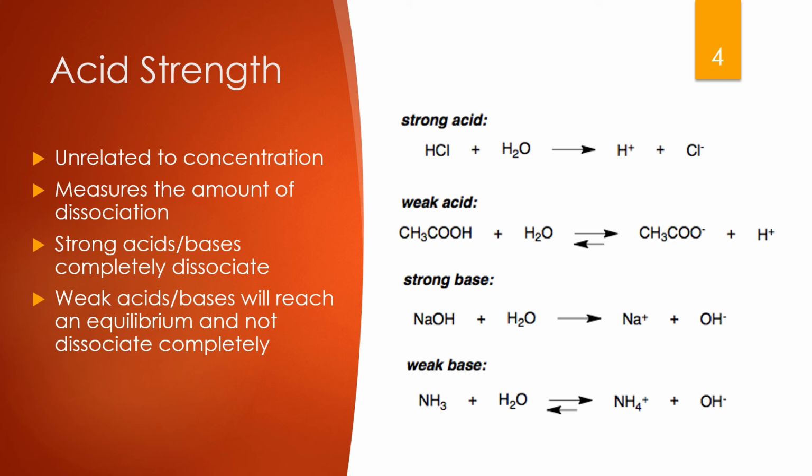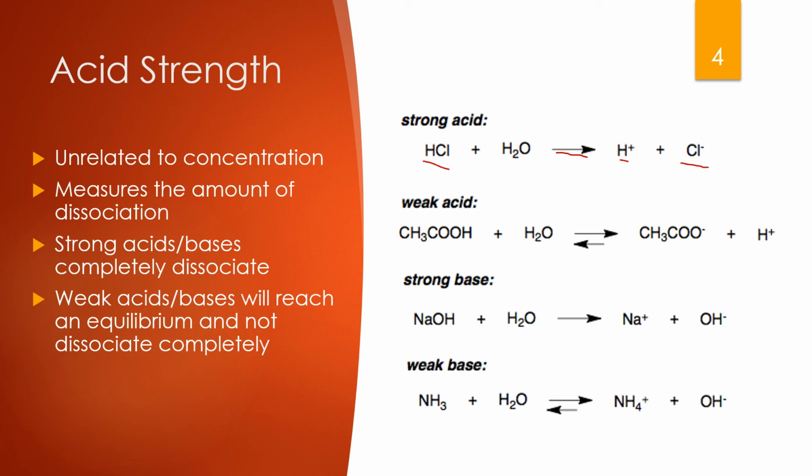So how can you tell from looking at the chemical reaction? Well, looking at the top one, this strong acid, HCl, when it's dissolved in water, it forms H+ and Cl-. But notice the arrow. So we talked about equilibrium reactions. This arrow is strictly going from reactants to product. There's no reverse arrow, which means that dissociation is complete and it's not reverting back to the reactants. It's not an equilibrium reaction.